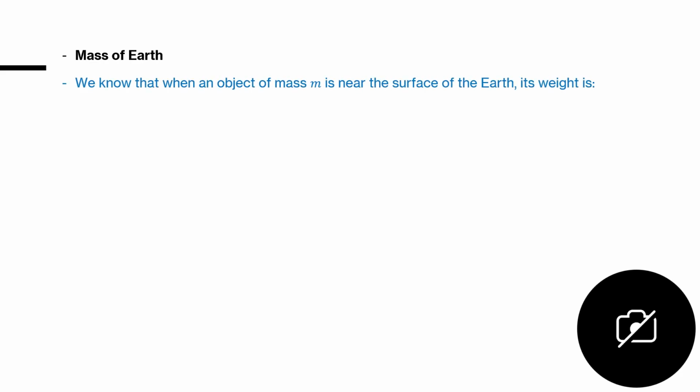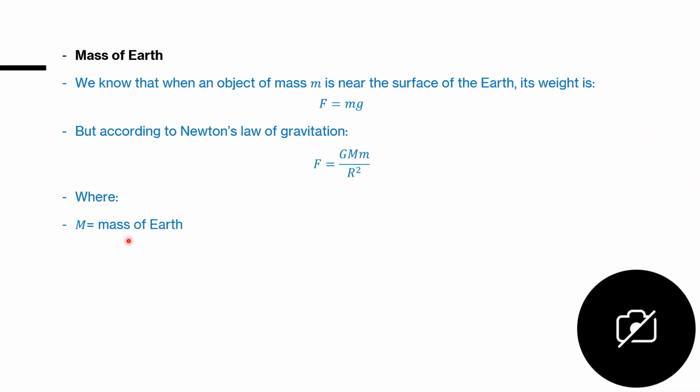Now write down the side heading of mass of earth. We know that when an object of mass m, small m is the mass of an object, is near the surface of the earth, its weight is F equals mg. But according to Newton's law of gravitation, F is equal to capital G capital M upon R square, where capital M is the mass of earth, R is the radius of earth.